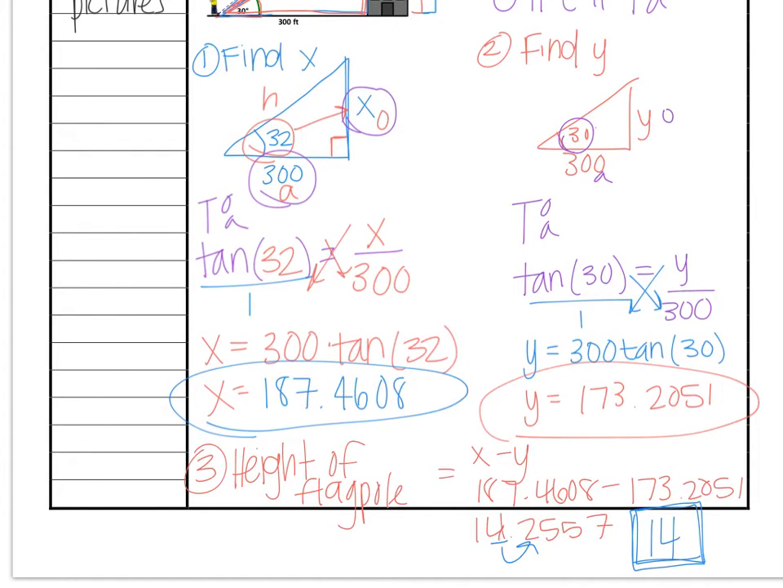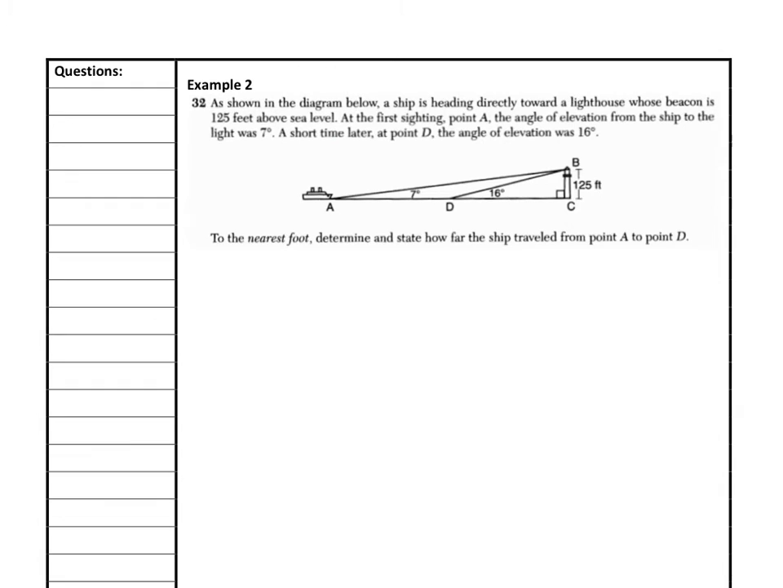Similar process, but we're not looking for vertical heights in the next one. Alright, so you can see that this problem looks a little goofy. It's not typed out like the last one was. This one actually came straight from a Common Core exam. It says, as shown in the diagram below, a ship is heading directly toward a lighthouse whose beacon is 125 feet above the sea level. So as we're reading, I'm just going to make sure that everything's labeled.